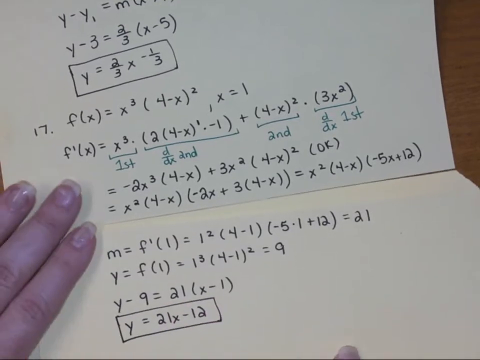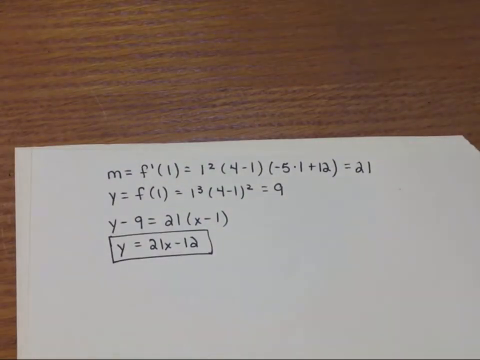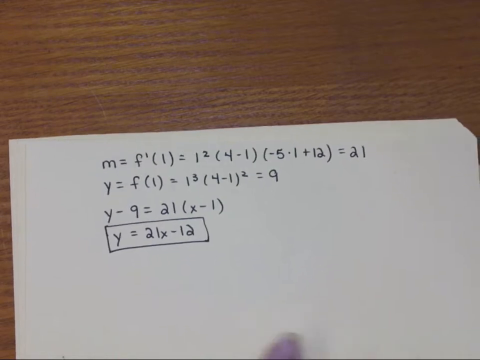Okay. Admittedly, the derivative is the tough part right there, right? So we had to do product rule mixed with chain rule in order just to find the derivative. But then everything after that is just what we've done before.